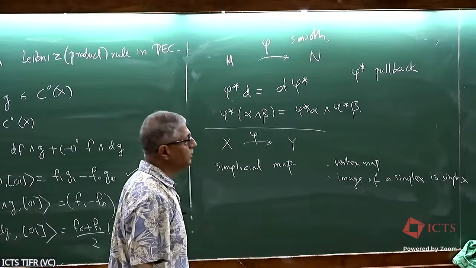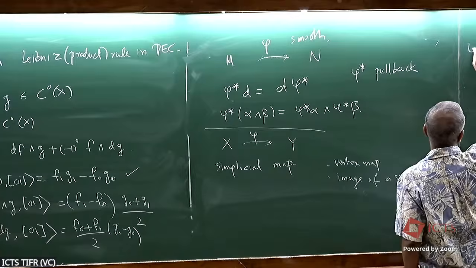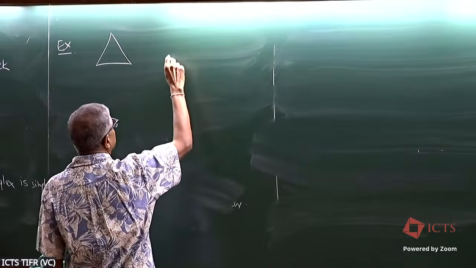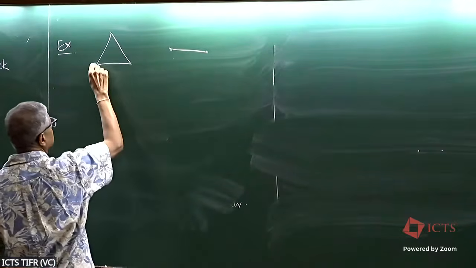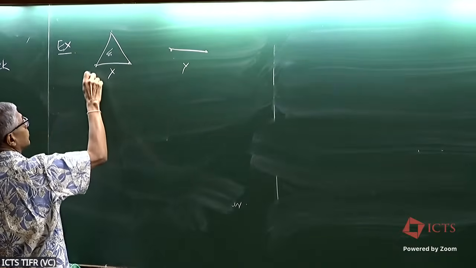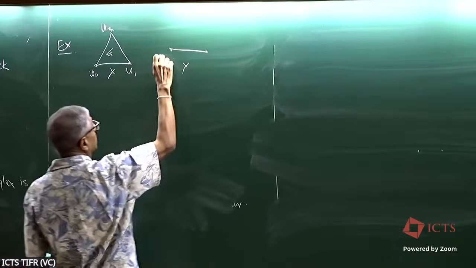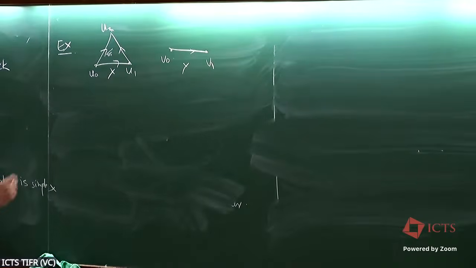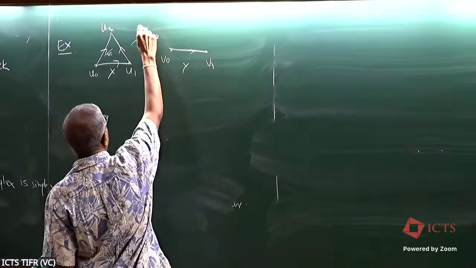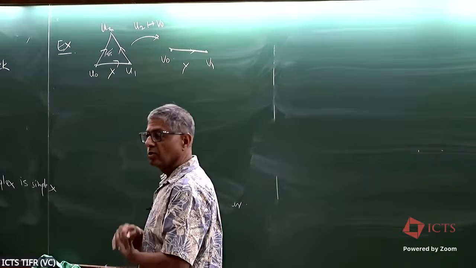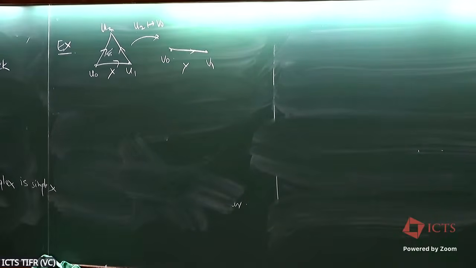So maybe the best thing is to give you an example of something which is a simplicial map and something which is not. Let's take these two simplicial complexes. This is X, this is Y. Let's call the vertices U0, U1, U2, and V0, V1. I'll define this map such that U2 goes to V0 and everything else goes to its own. So U0 goes to V0, U1 goes to V1, but U2 goes to V0. So it collapses this edge.